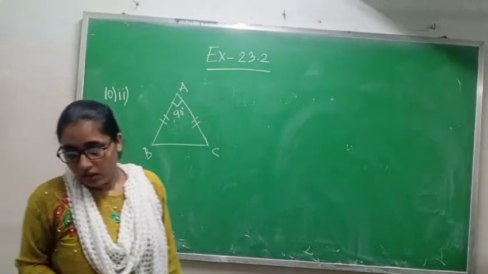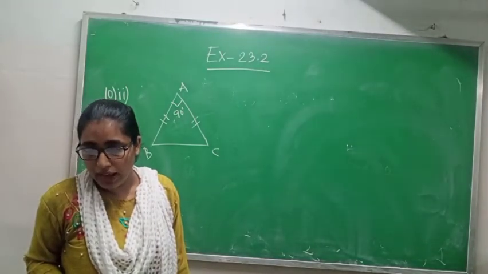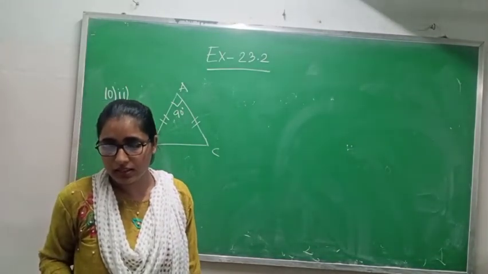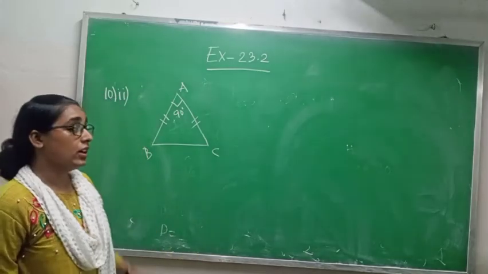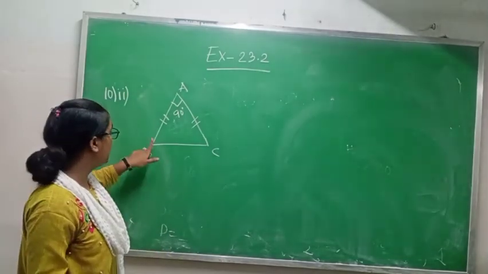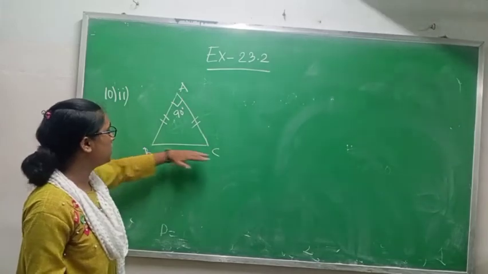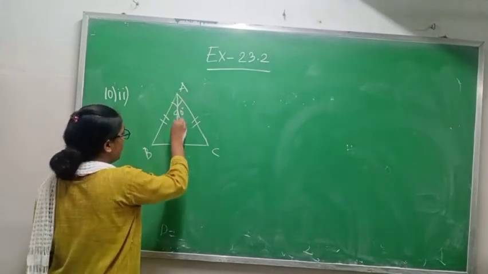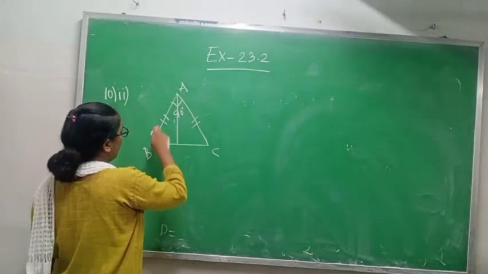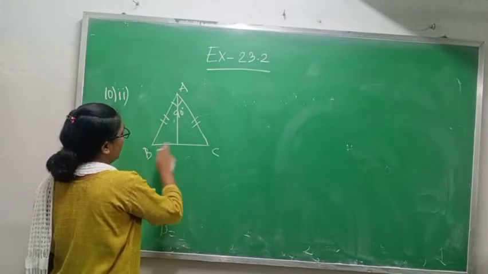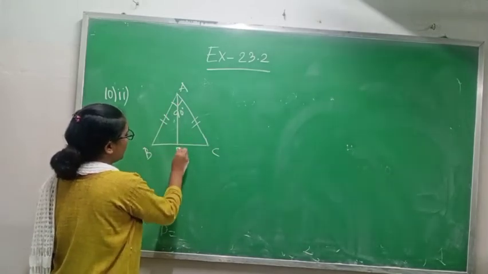Then the bisector of angle BAC intersects the side BC at the point D. The bisector of angle BAC intersects BC at point D. It means when you draw the bisector of angle BAC, it will intersect BC at the point D.